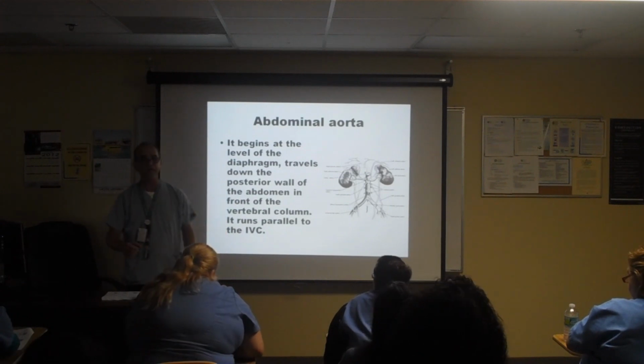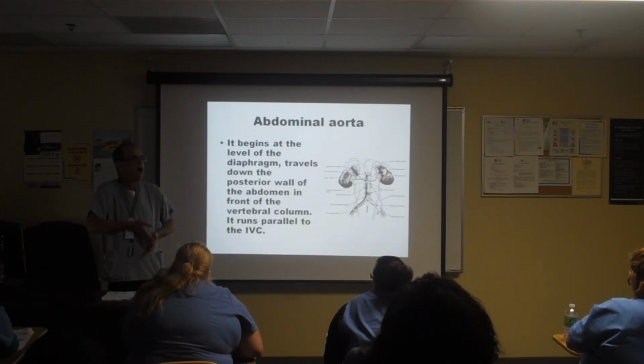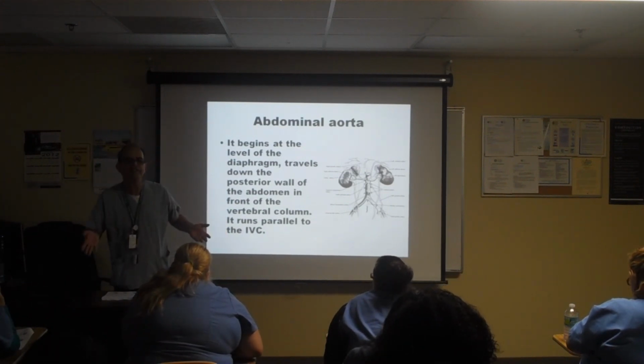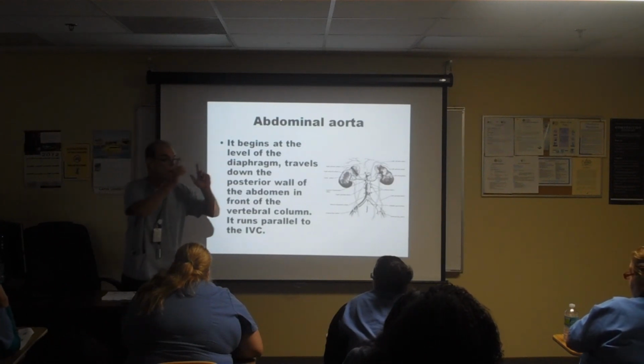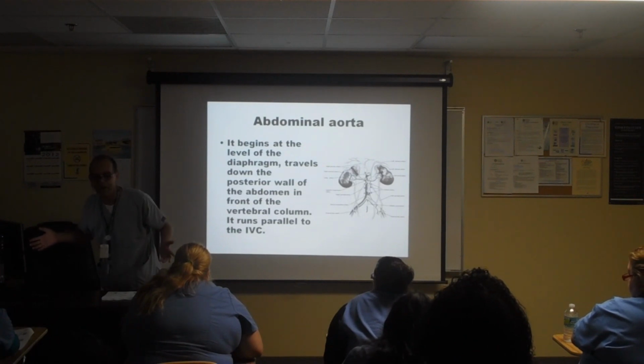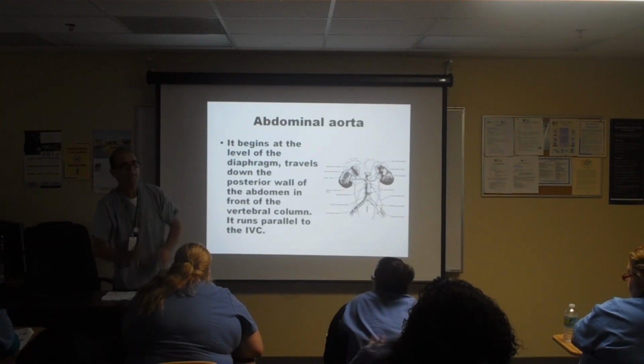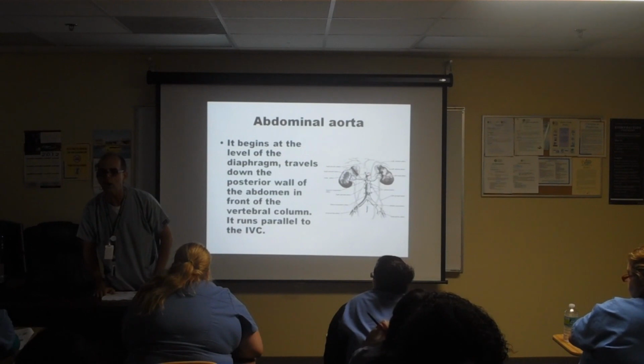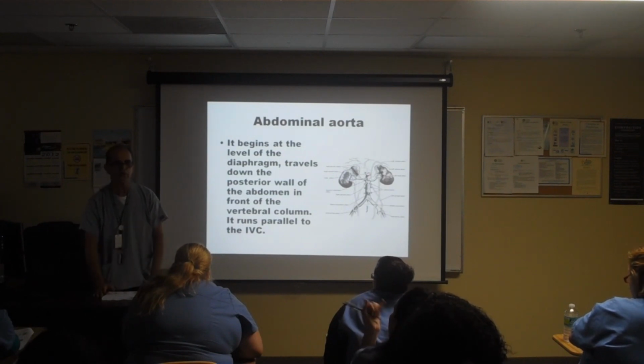And always in ultrasound, when I make the picture of the aorta, I always ask, where is the vertebral column? If you are looking at the aorta, you also need to visualize the vertebral column. And the vertebral column is always posterior to the abdominal aorta.